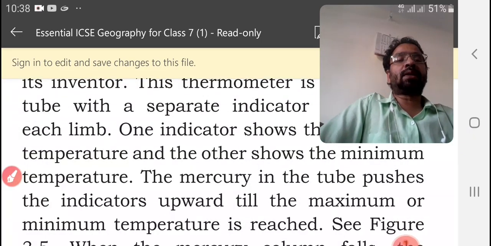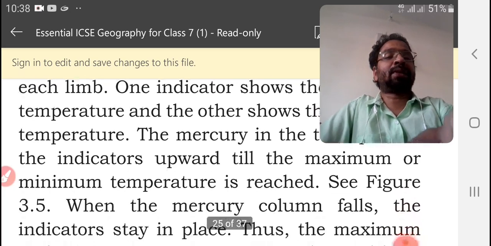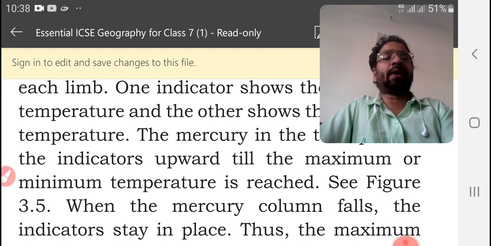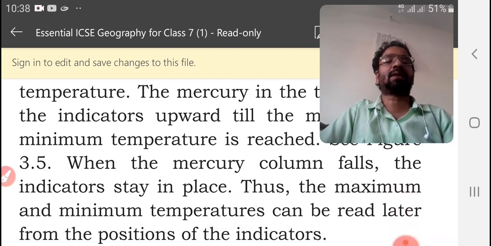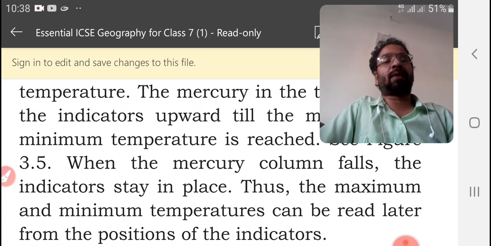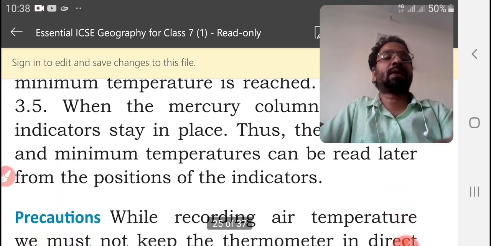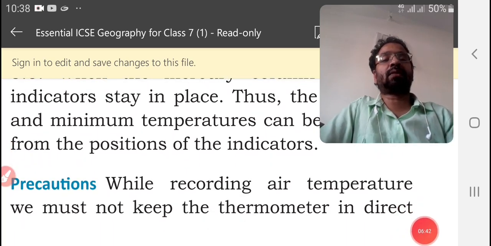The mercury in the tube pushes the indicator upward till the maximum or minimum temperature is reached. In figure 3.5, when the mercury column falls, the indicators stay in place. Thus, the maximum and minimum temperature can be read later from the positions of the indicators. Now, let us see the precautions.